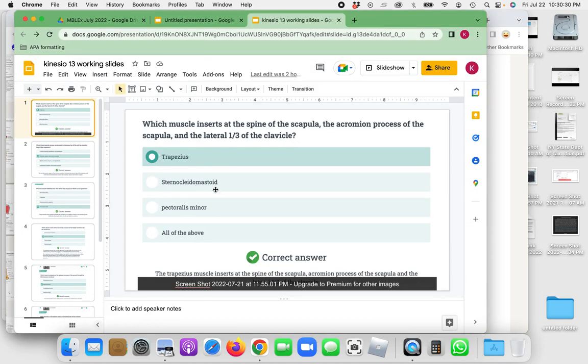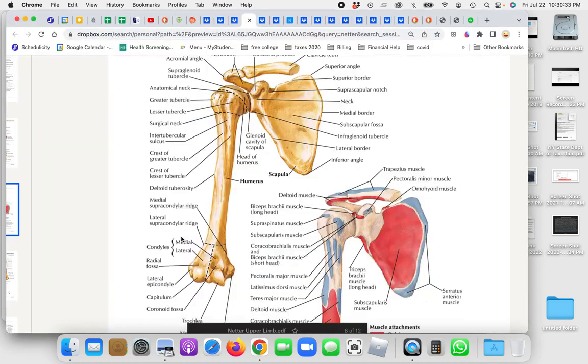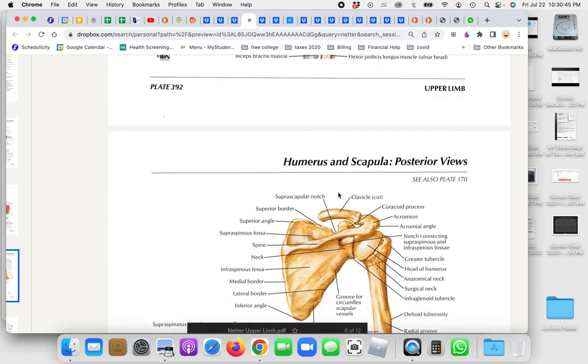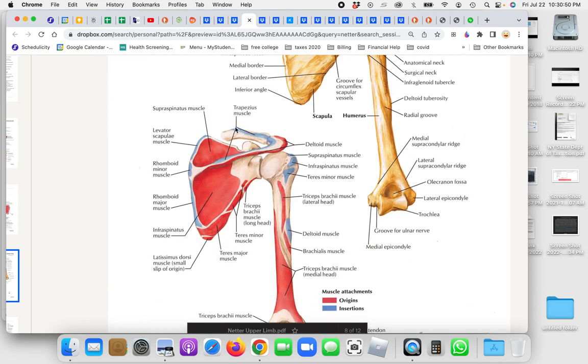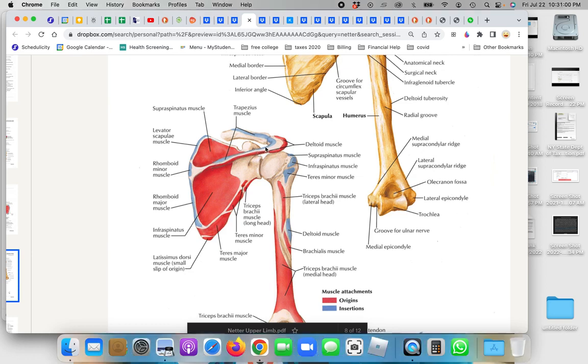It's trapezius, sternocleidomastoid, pectoralis minor, or all of the above. So trapezius would definitely be almost a dead giveaway for that, as the only one of those choices that attaches to the clavicle. And then if we look at the posterior aspect of the scapula, we see that the trapezius, here's the clavicle, and here is the spine of the scapula. We see the trapezius has attachments along the spine of the scapula and the clavicle from behind.